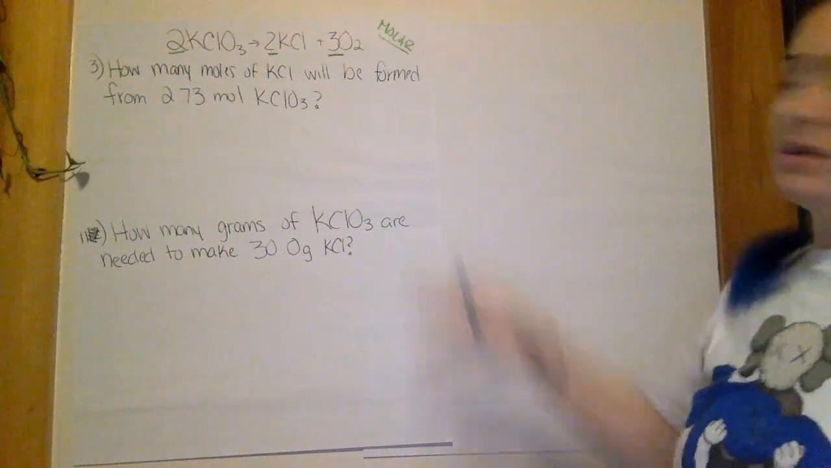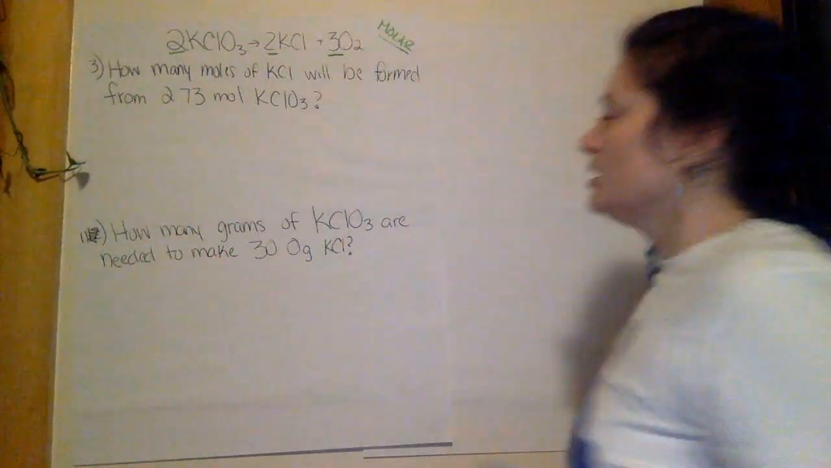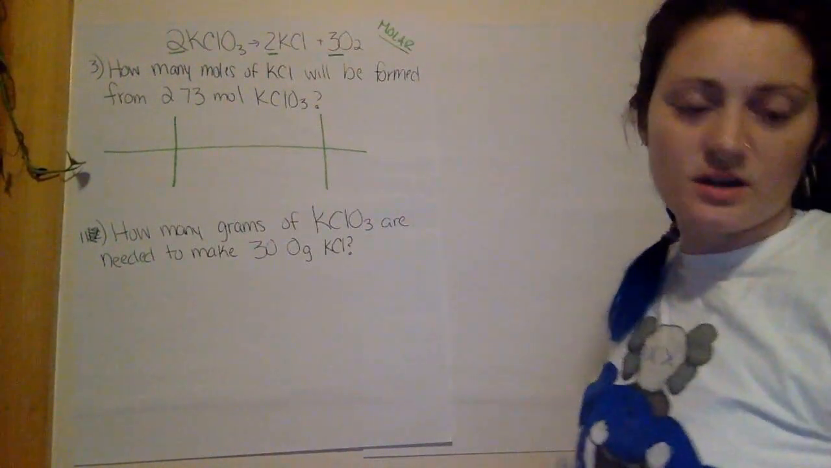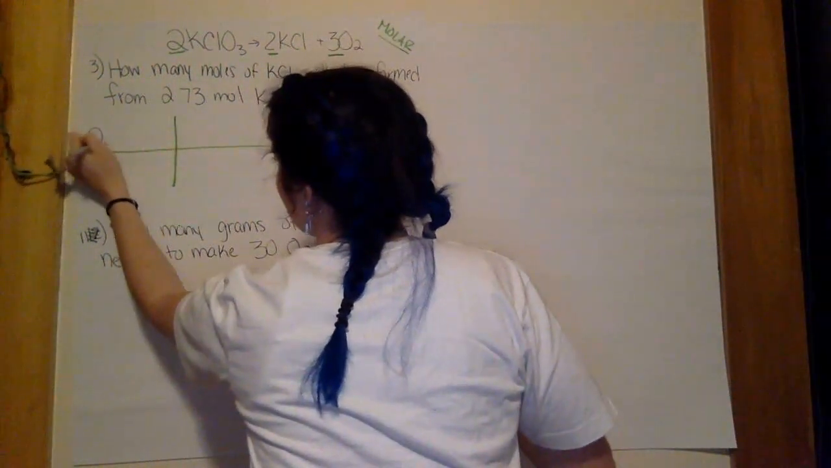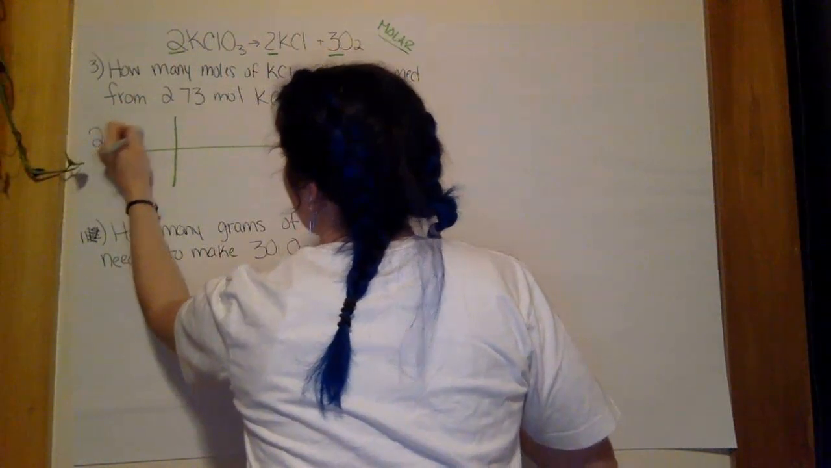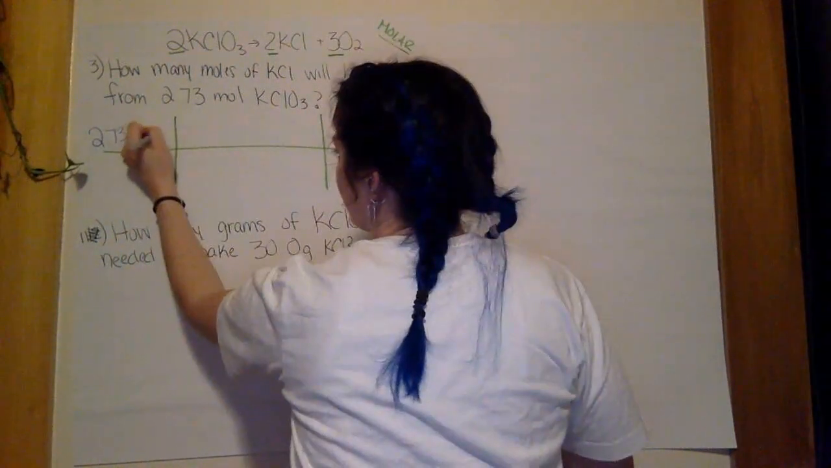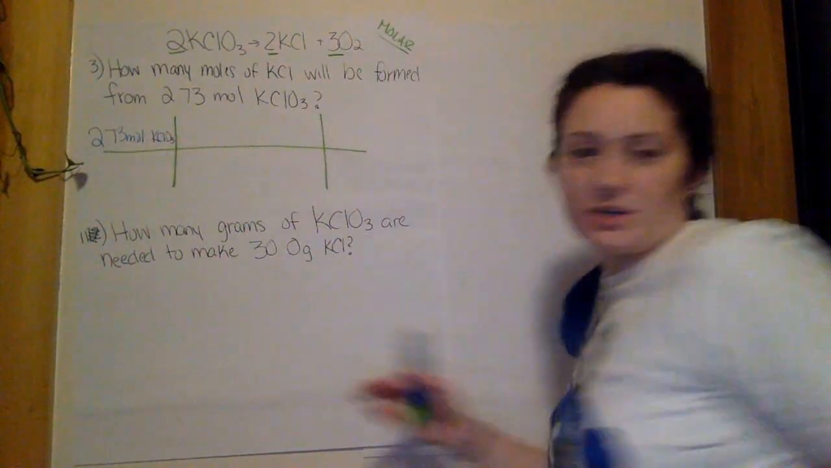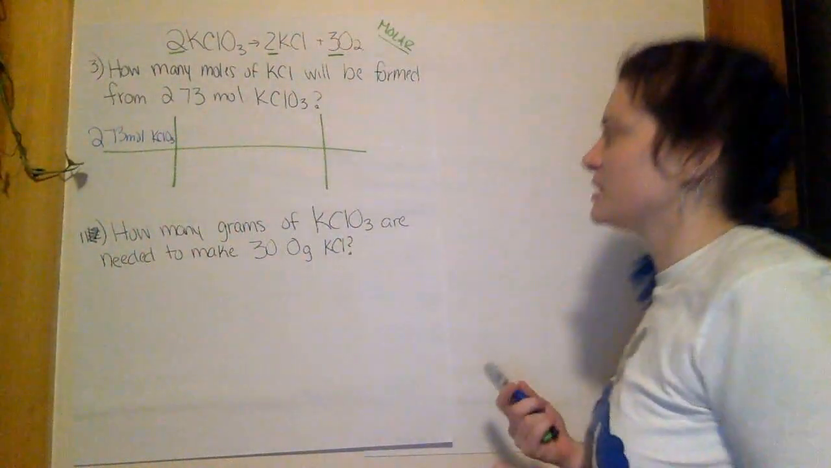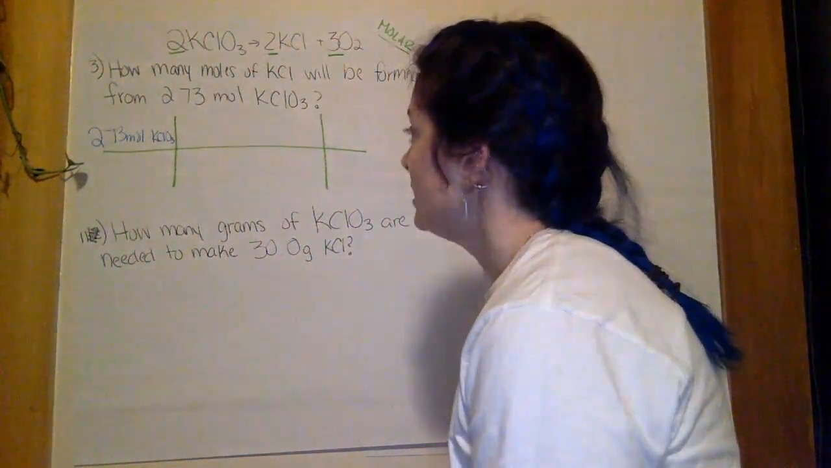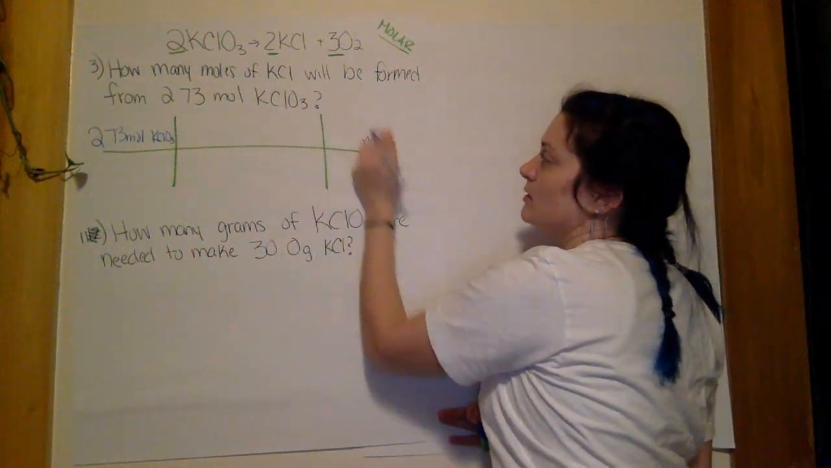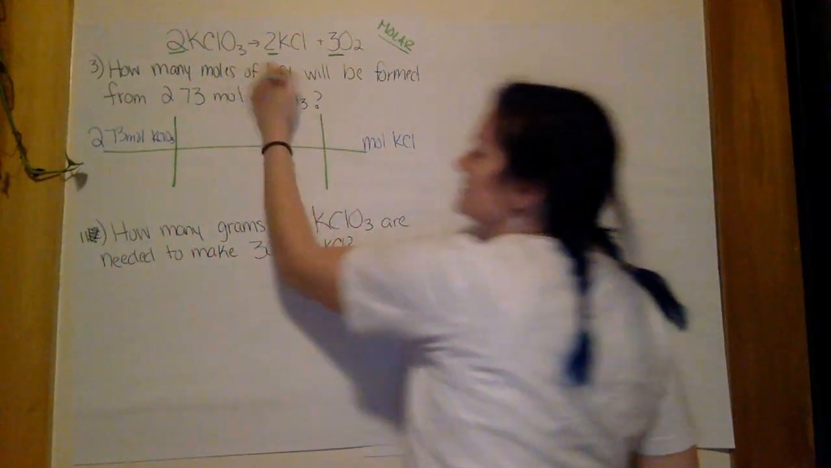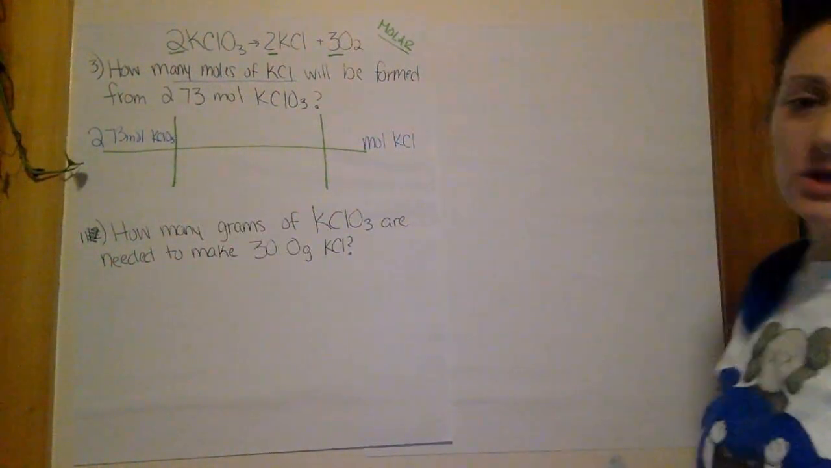So the first question is very straightforward. We're going to use dimensional analysis, so we're going to go ahead and set up the chart. And we always start, again, with the starting point, which is what's given to you. What's given is 2.73 moles. And it's important to put the substance that you're talking about, KClO3, because when you're converting between compounds, you need to keep straight what you're in units of. Now, we want to come out with moles of KCl. That's what they're asking us. How many moles of KCl will be formed?